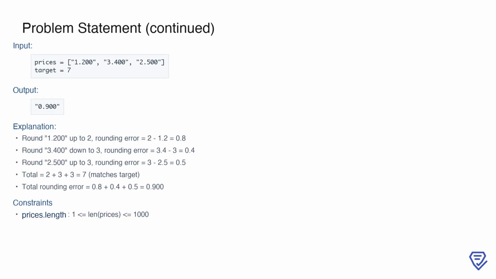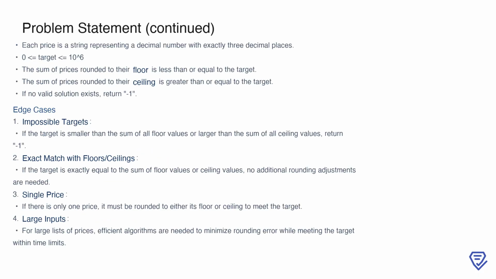Now, let's consider some constraints and edge cases. Each price in the list is represented as a string with exactly 3 decimal places. The target is a non-negative integer, and the sum of the floor values of all prices must be less than or equal to the target, while the sum of the ceiling values must be greater than or equal to the target. If these conditions are not met, we return -1, as it's impossible to achieve the target.